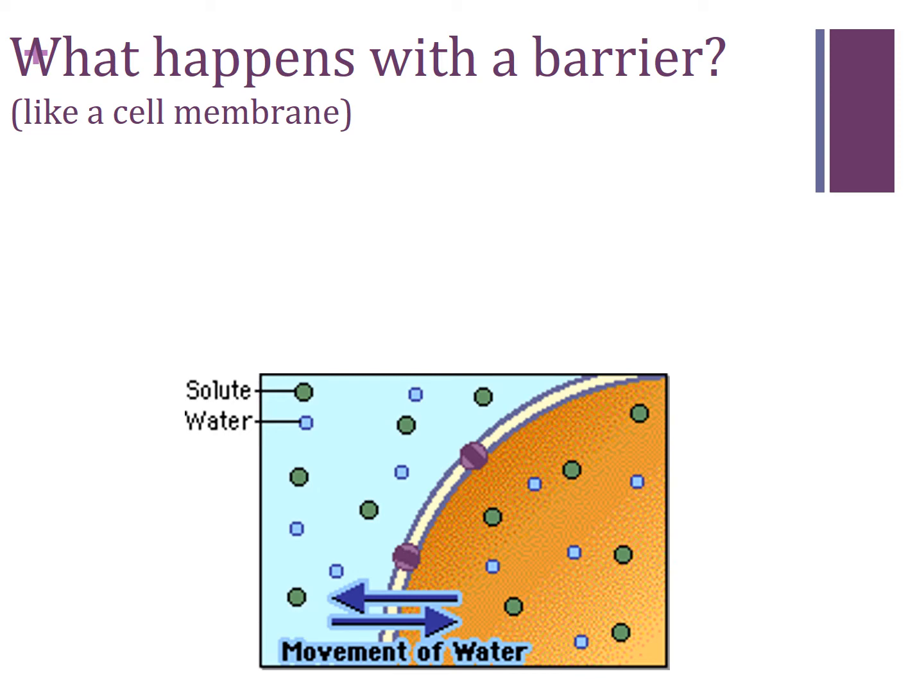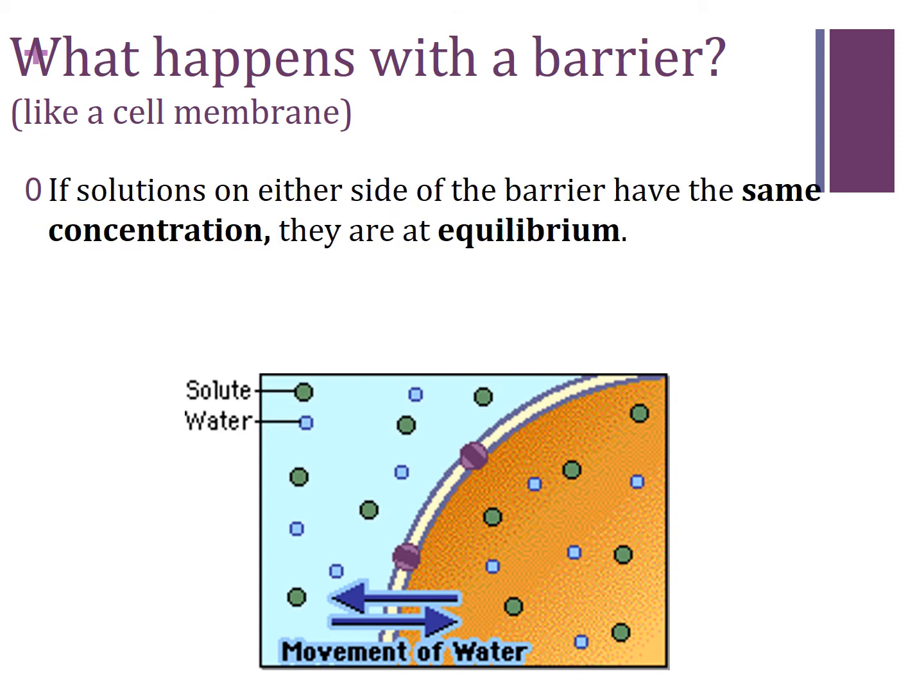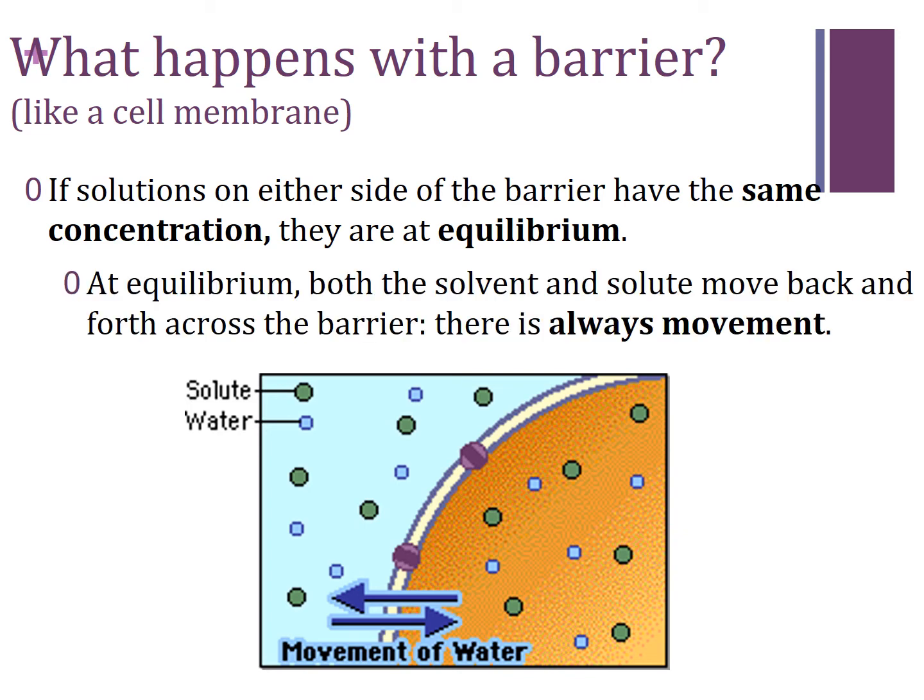So what happens when we put a membrane and we want to think about how things are going to move across the membrane? Well, if the inside of the cell is at the same concentration as the solution on the outside of the cell, then we would say that the cell is at equilibrium. At equilibrium, the solute and the solvent are going to move back and forth across the cell membrane. At equilibrium, there's always movement. Molecules are so excited, they're always moving around.